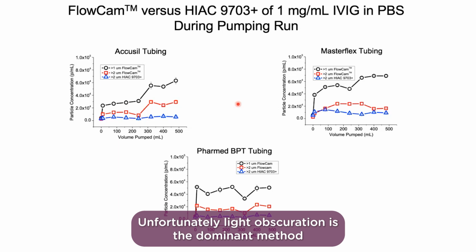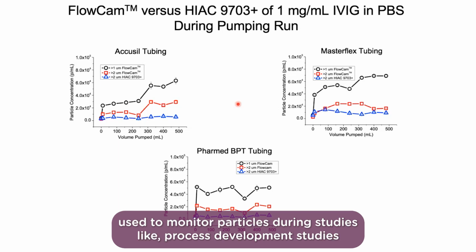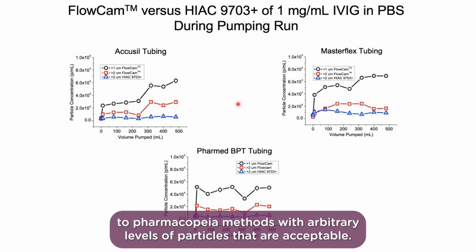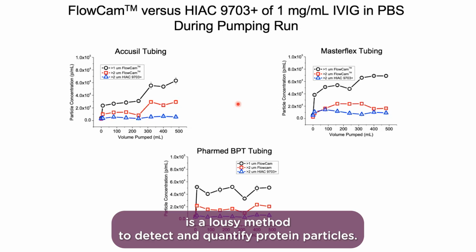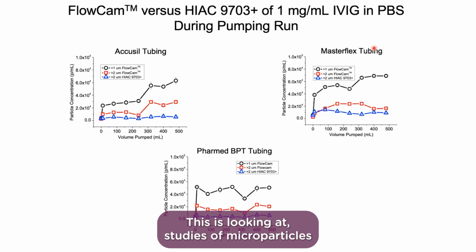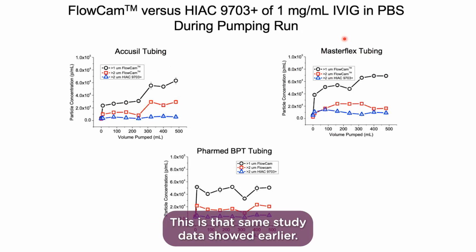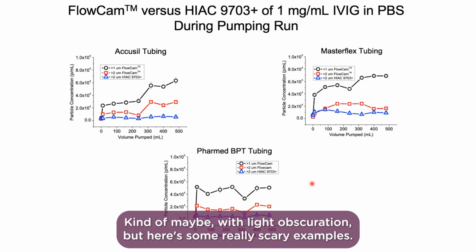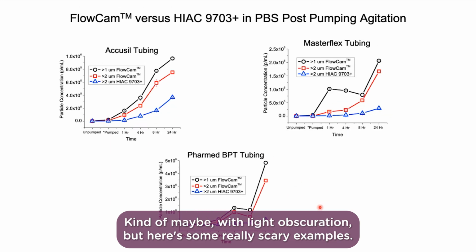Unfortunately, light obscuration is the dominant method used to monitor particles during studies like process development studies, and also particularly for lot release characterization due to pharmacopoeia methods with arbitrary levels of particles that are acceptable. Light obscuration is a lousy method to detect and quantify protein particles. And here's just a couple of examples. This is looking at studies of microparticles as a function of pumping time. This is that same study data I showed earlier. In some cases, you can pick up things okay with high AC, yeah, kind of maybe, with light obscuration. But here's some really scary examples.